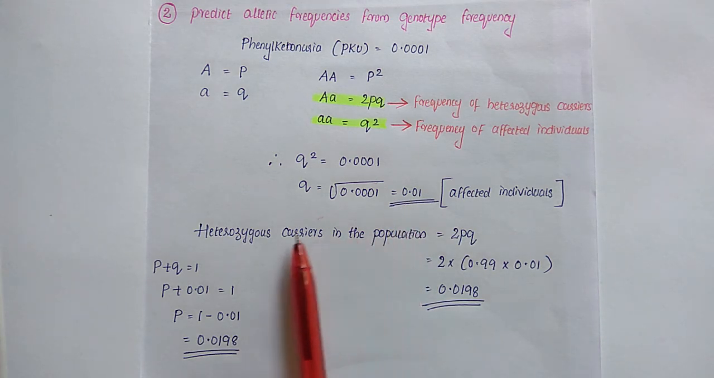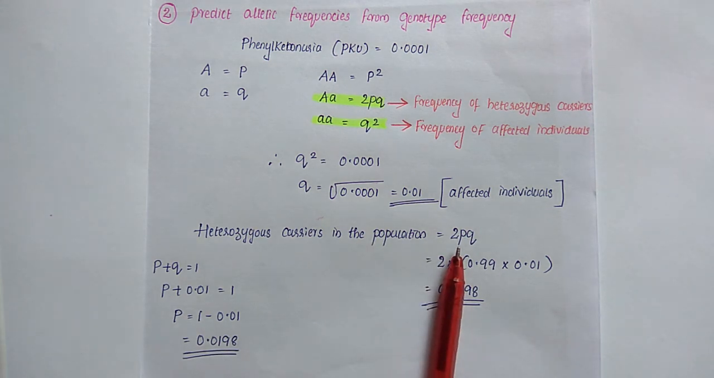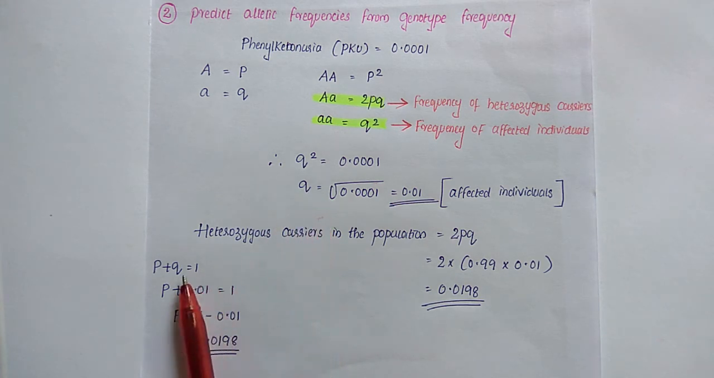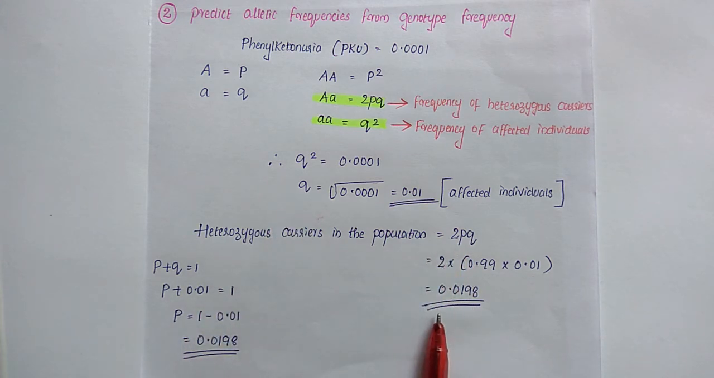Then we can calculate the heterozygous carriers in this population by using the equation 2pq. We already have the q value, and applying it in this equation gives us the p value. Now the p and q values can be applied to get the heterozygous carriers in this population. So through the Hardy-Weinberg equilibrium, we can calculate the allelic frequency, genotype frequency, heterozygous carriers, diseased persons, frequencies, etc.